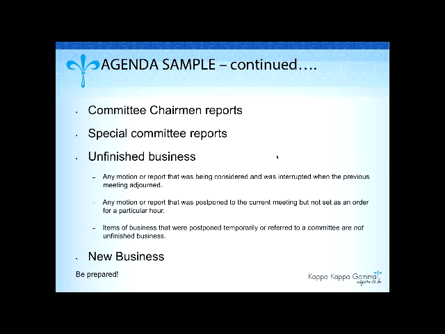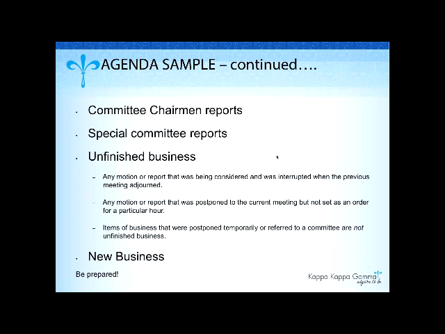Don't let unfinished business be a catch-all for everything else that needs a decision. Robert's Rules of Order clarify that unfinished business should only include two types of items. The first is something that was being considered but was interrupted at the previous meeting. If that's the case and it's back on this agenda, the chair should have forwarded that documentation ahead of time so everyone's prepared to discuss it again.